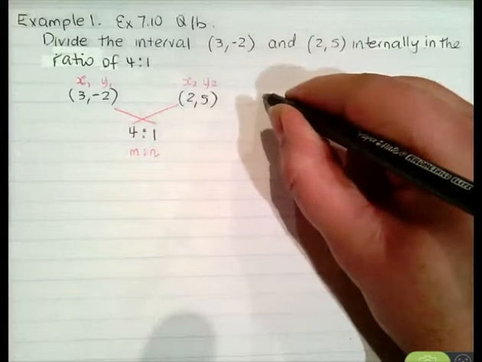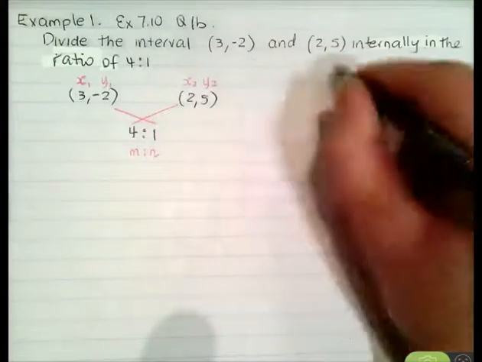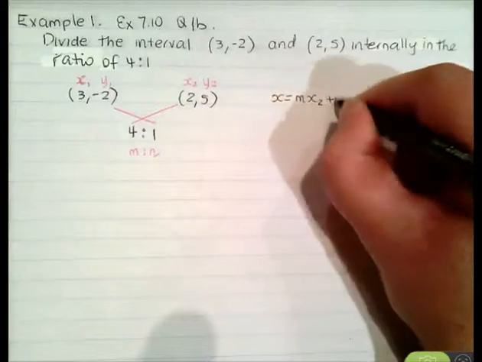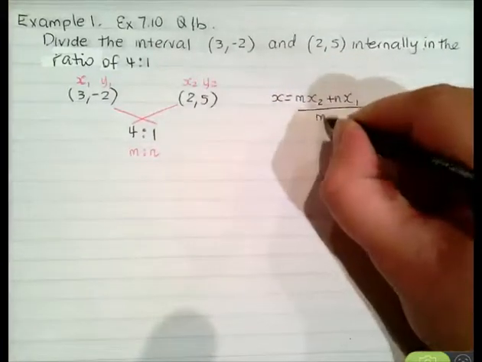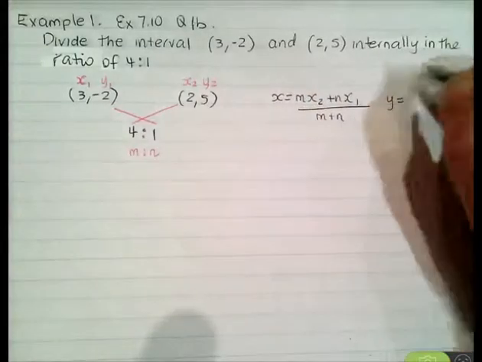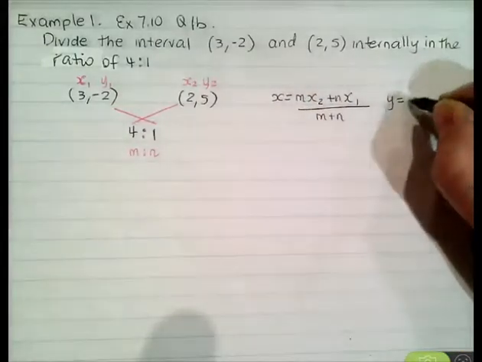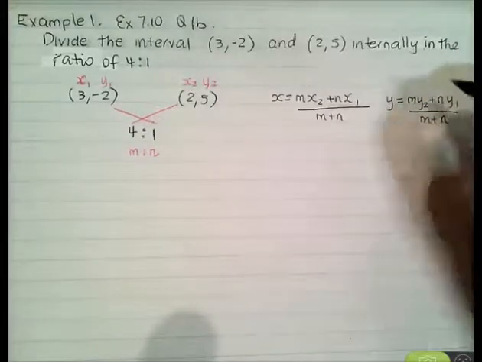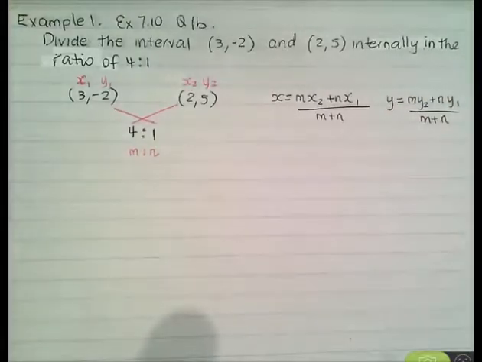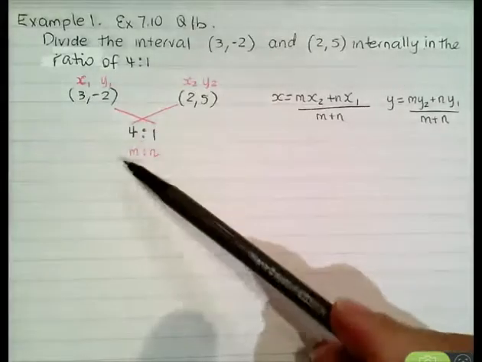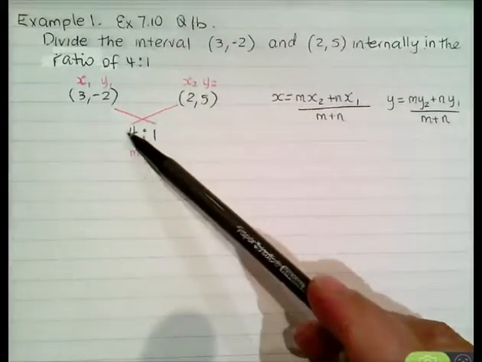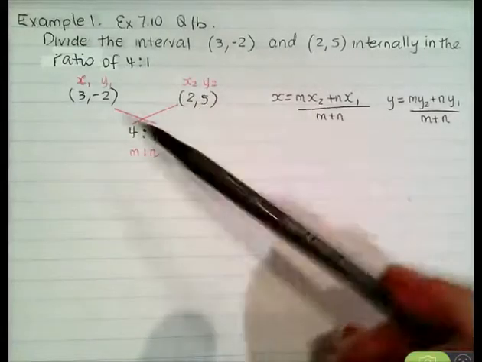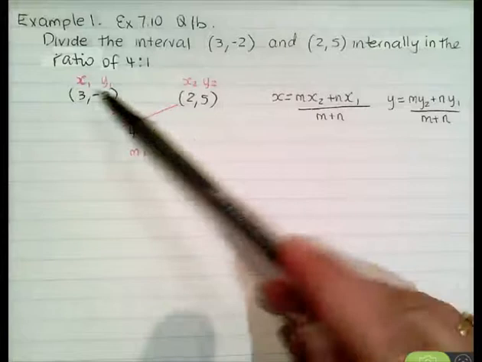Now to get the x value of the point that divides this interval in the ratio of 4 to 1, the formula is x equals (m x2 plus n x1) over (m plus n), and the y value of the point is (m y2 plus n y1) over (m plus n). Now if we look at that formula, to get the x value we're doing m, so it's this 4 times x2, so it's the 4 times the 2, then we go plus this n, which is 1 times x1.